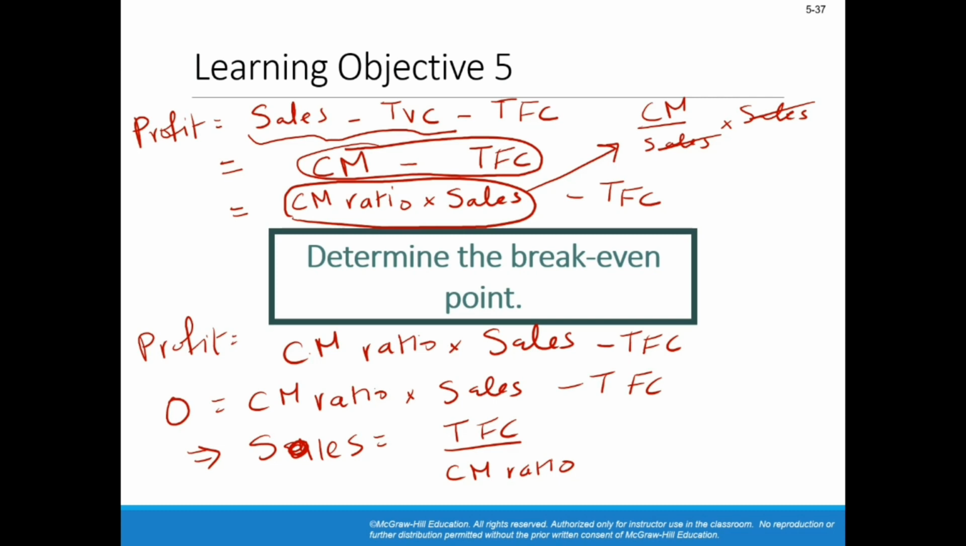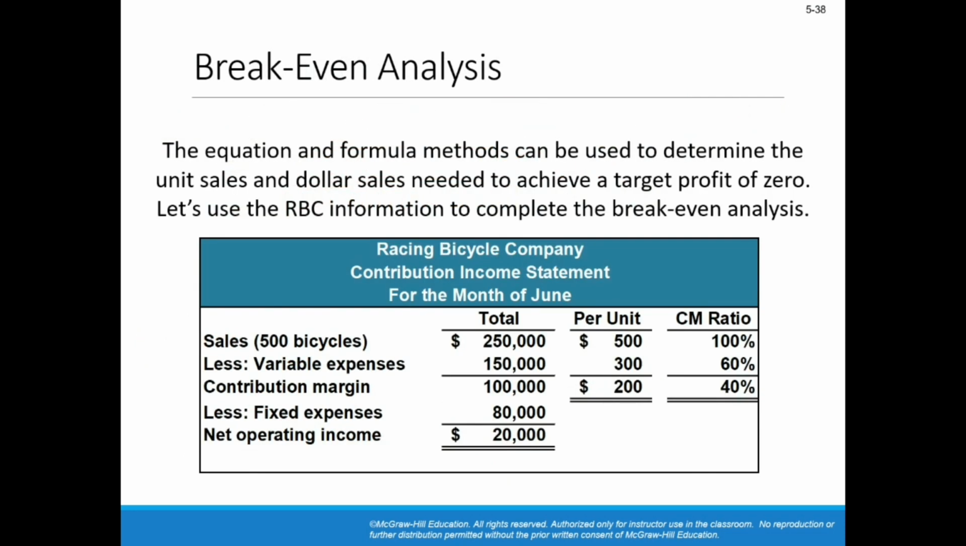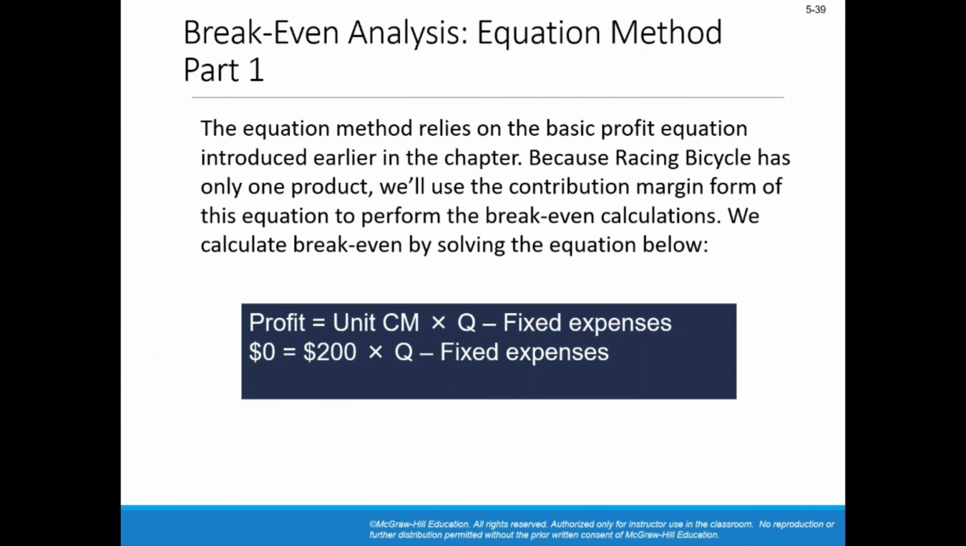So this is how you can determine a break-even point in terms of quantity and in terms of sales. If you want to get into sales, you need to have the equation that has CM ratio inside it. If you want to get into quantity, you need to have the equation where you have CM unit inside it, and I'll show you in a minute.